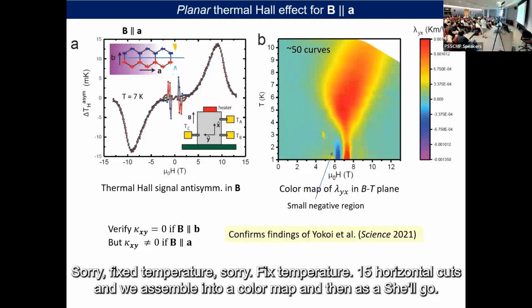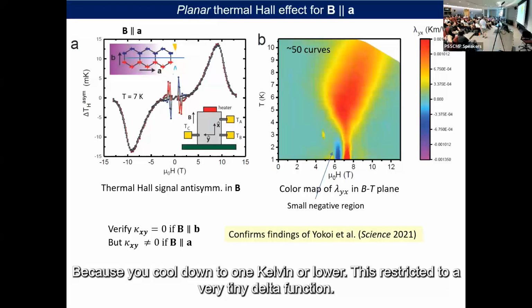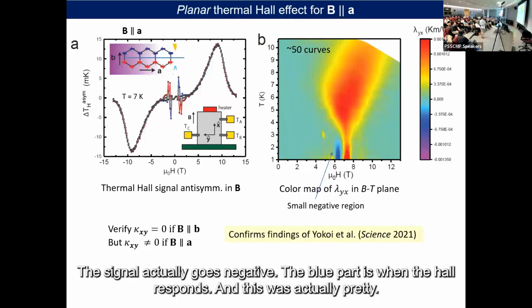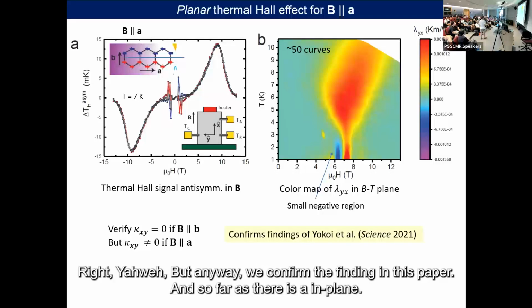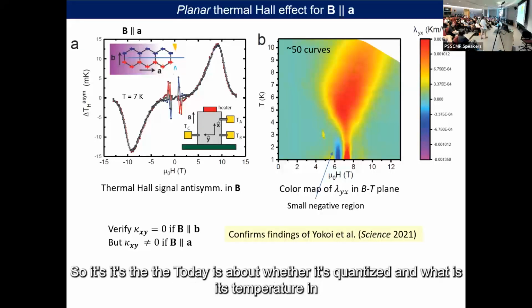And as Xiaogong asked, as you cool down to 1 Kelvin or lower, it is restricted to a very tiny delta function. The signal actually goes negative. The blue part is when the Hall response goes negative. And this was actually predicted by Youngbeck Kim's group. But anyway, we confirm the finding in this paper insofar as there is an in-plane thermal Hall effect. So the debate is about whether it's quantized and what its temperature dependence is.